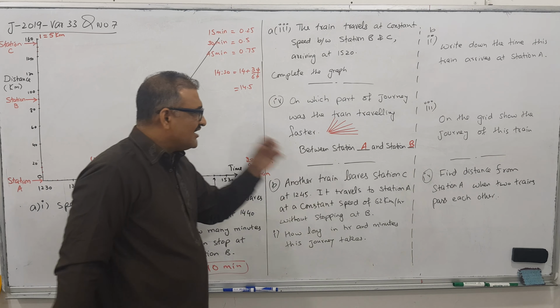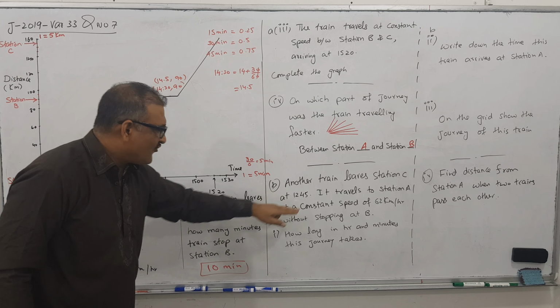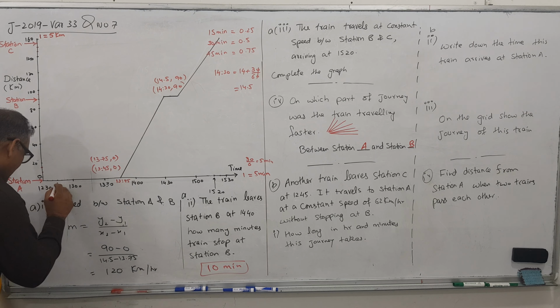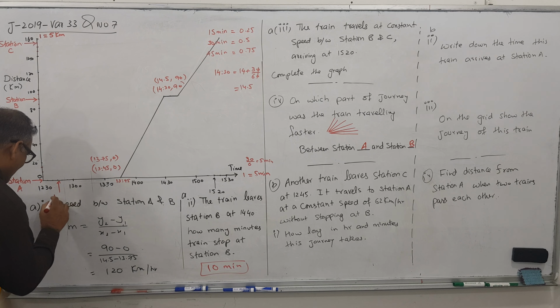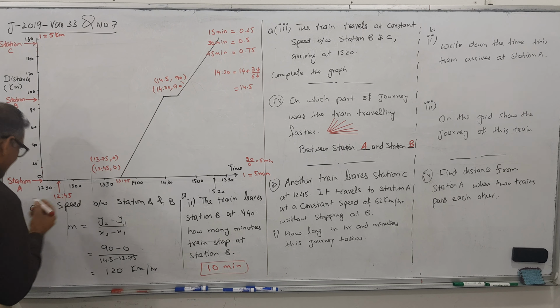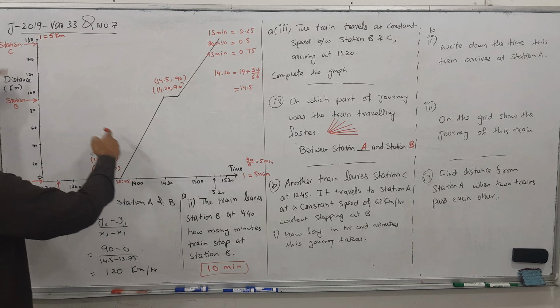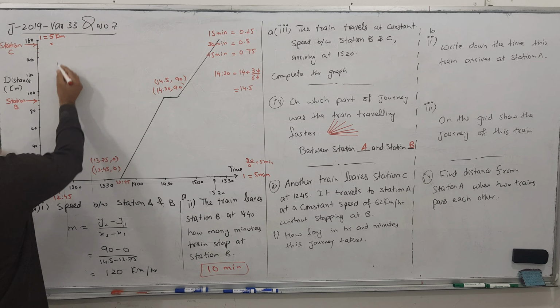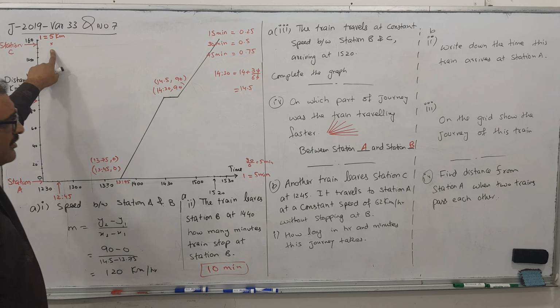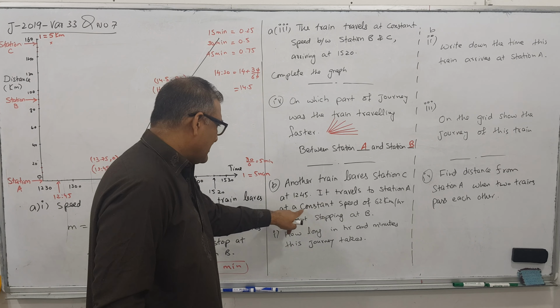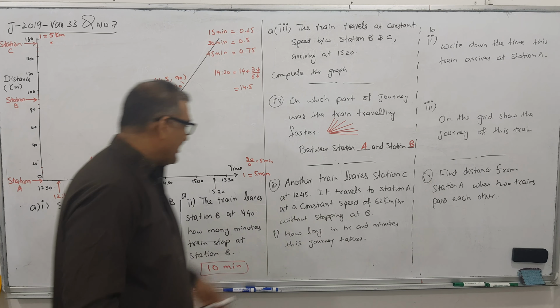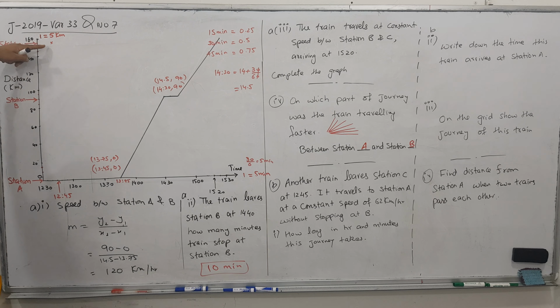So another train leaves station C at 12:45. 12 is here, 30 is here, 45 is in the middle here. Okay. This is 12:45. It will leave from station C, so it means go up here. So the second train leaves from here and travels to station A at constant speed, without stopping at B. It means it will not stop here. It will continue and come here somewhere on the line of A.